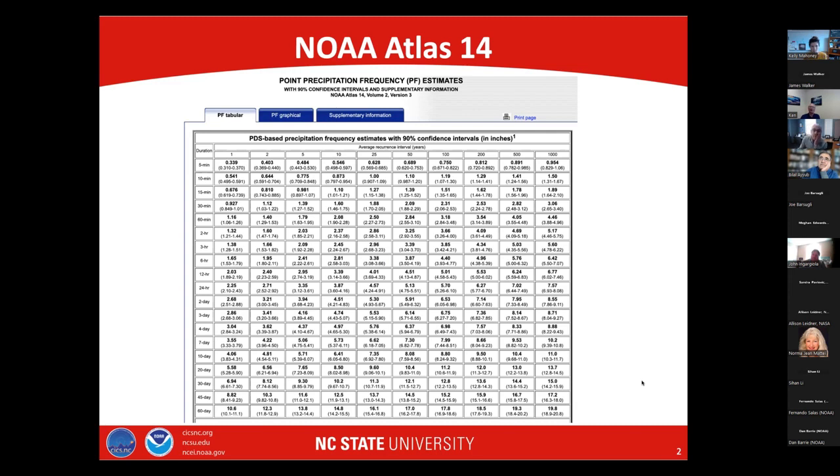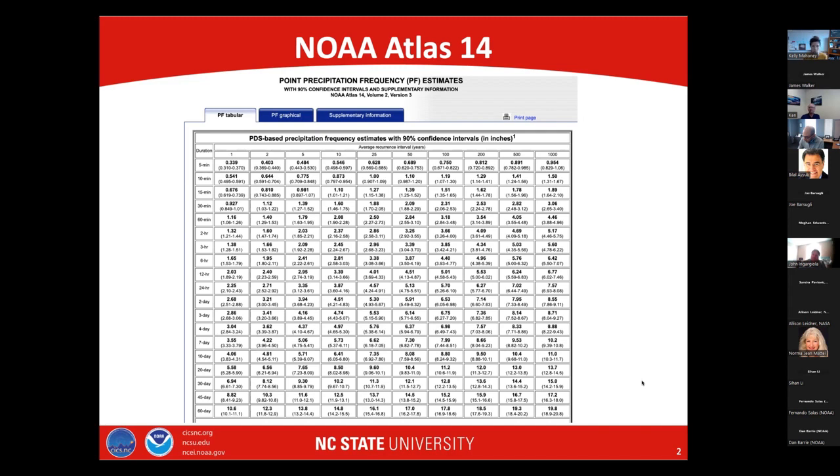But what does NOAA Atlas 14 have in it? Well, it has precipitation amounts that are exceeded as a function of duration of the event and average recurrence interval. So Atlas 14 includes durations that go from 5 minutes out to 60 days and average recurrence intervals that go from 1 to 1,000 years.